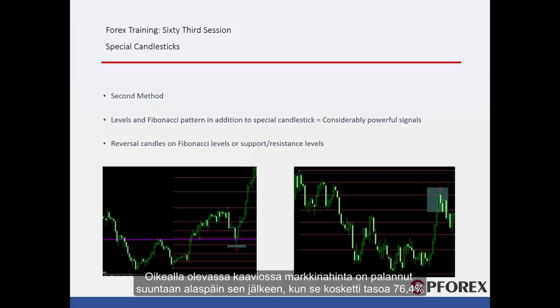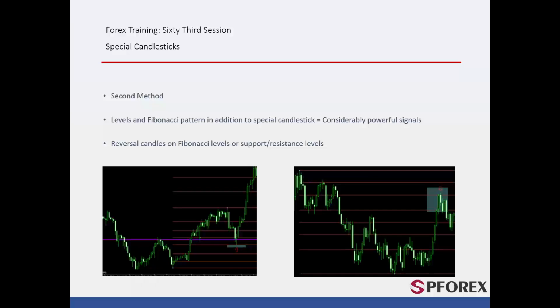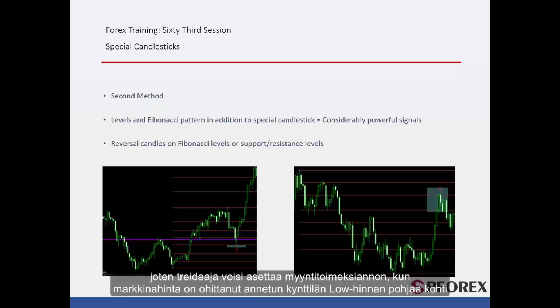On the right graph, a market price has returned to its downward direction after it has touched level 76.4%. A dark cloud has formed on this breakout point. Thus, a trader could place a sell order after market price has passed the low price of a given candle towards the bottom.